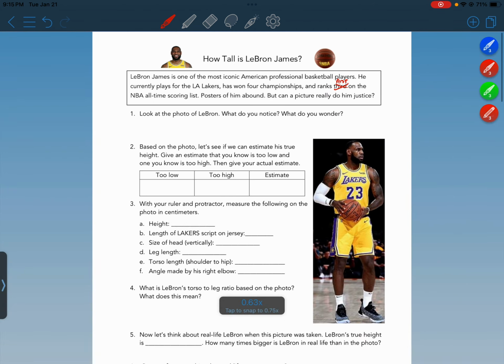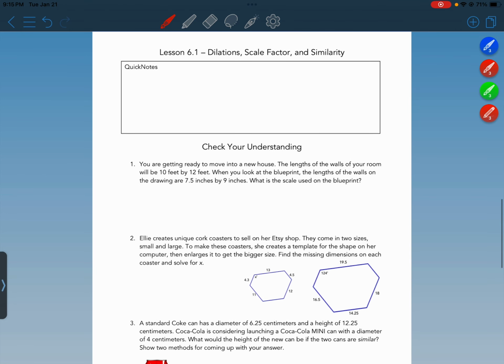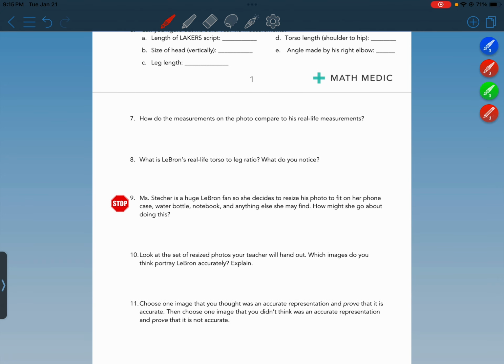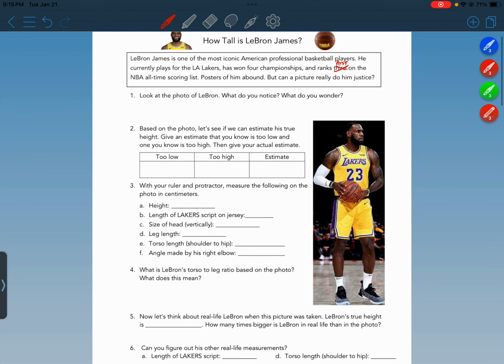So this is a 3-page activity. You've got page 1, page 2, and the last page is our quick notes. Now there's a stop sign before you get to question 9, so obviously we're going to pause and debrief there. Okay, so right now what we're going to do is work for about 15 minutes on questions 1 through 8.